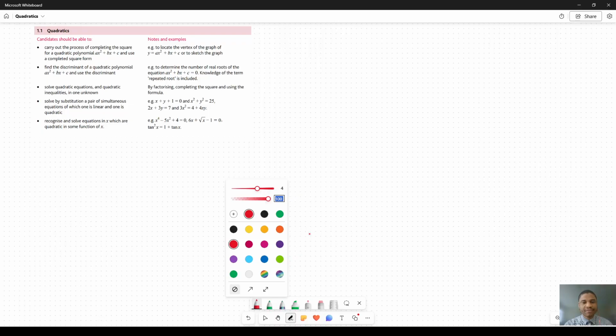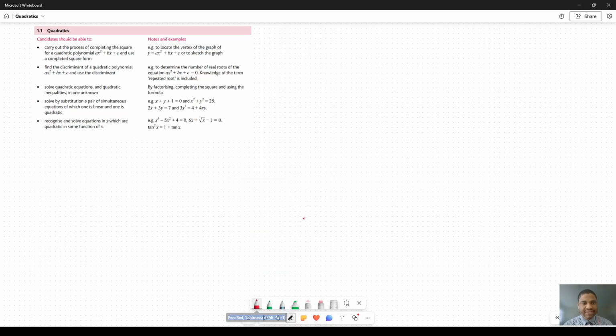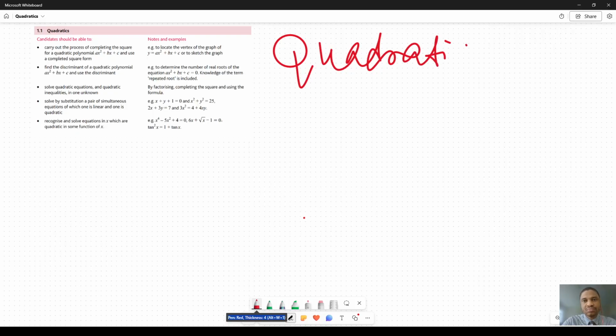This is just a revision before your exam. It could be your assessment, it could be your test, it could be your mocks. So today we'll be doing quadratics. So you can see it here.